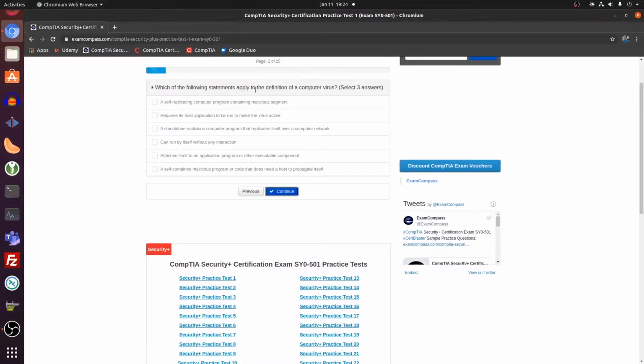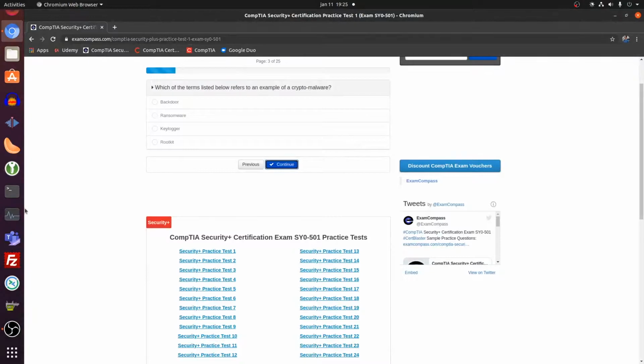Which of the following statements apply to the definition of a computer virus? A self-replicating computer program containing malicious segment. Yes. Requires its host application to run to make the virus active. Yes. A standalone malicious computer program that replicates itself over a computer network. Could be. Can run by itself without any interaction. Attaches itself to an application program or other executable component. Yes, this is usually how it starts up. That doesn't need to host the program. So I think 3 answers. Okay, I think those 3.